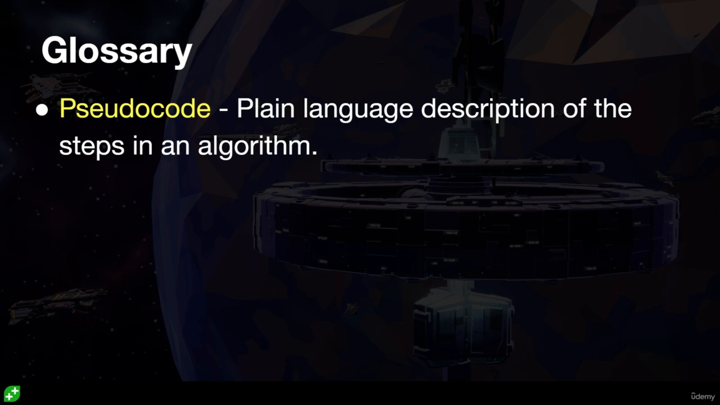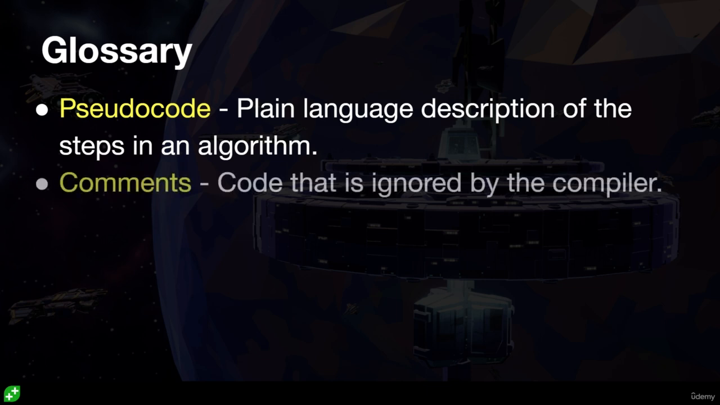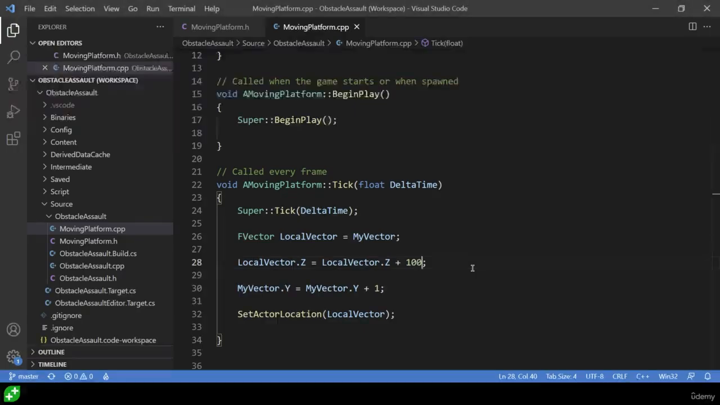But to do that, we need to know one more piece of the puzzle, which is, what is a comment? A comment is code that is ignored by the compiler. So it's a way of writing into our text file stuff for humans to read that the compiler will then ignore, and we can just use that to write pseudocode. We can use it to write notes to each other as programmers and to clarify what it is we're trying to do in a piece of code. So let's have a look at doing this over in the moving platform CPP in Tick.